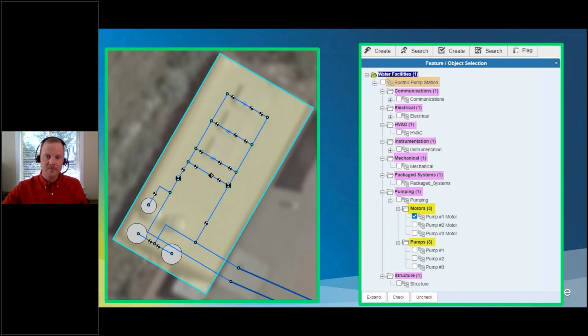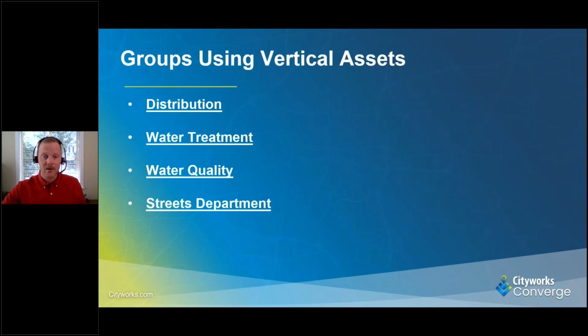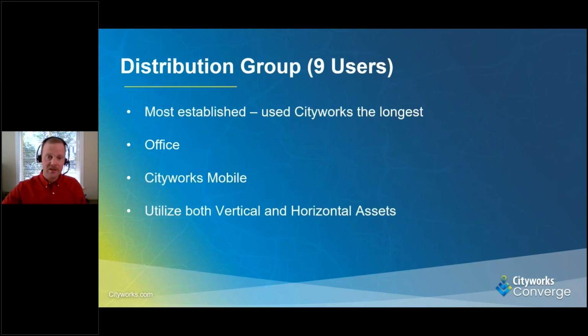So this is how our vertical assets look in Cityworks. Now we're going to briefly talk about how we're using Cityworks with vertical assets in our department. Starting with the distribution group, they've been using Cityworks the best, and they are our best group of Cityworks users in our department, primarily because they started a long time ago when we had Cityworks running off horizontal assets.